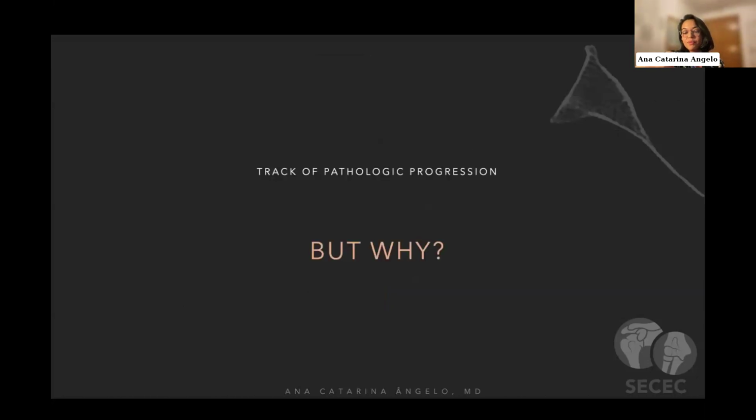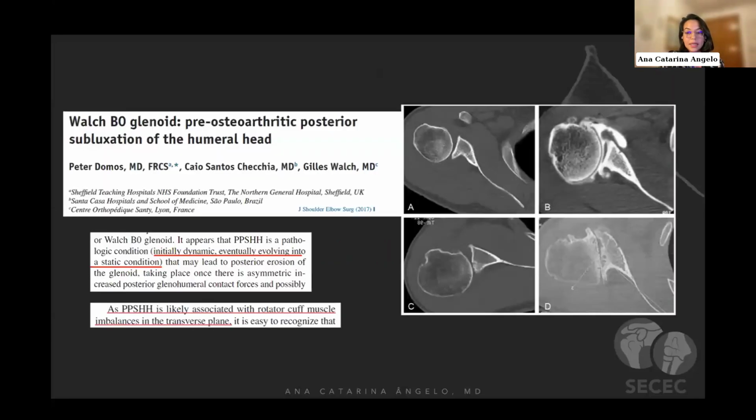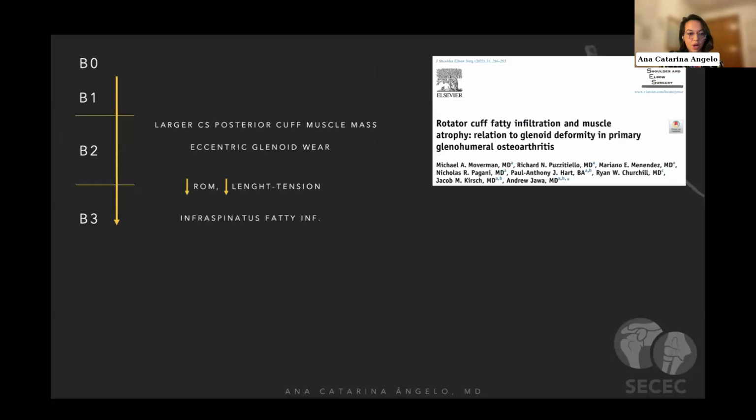So there seems to be a track of pathologic progression. So why does this happen, and how can we stop it before we have no glenoid to deal with? We all know nowadays this concept of B0 glenoid, which was described as a static posterior subluxation of the humeral head that eventually can evolve to B1, B2, and so on.